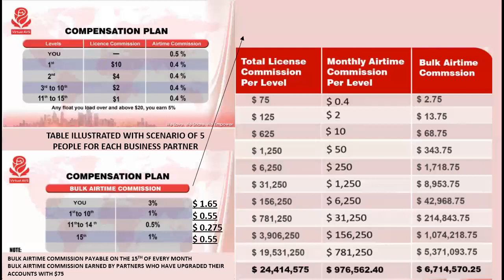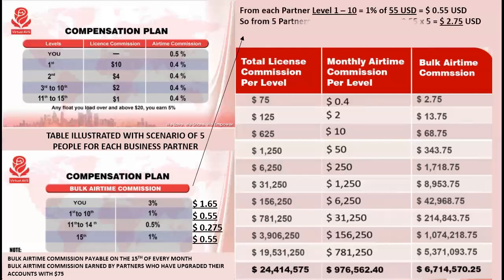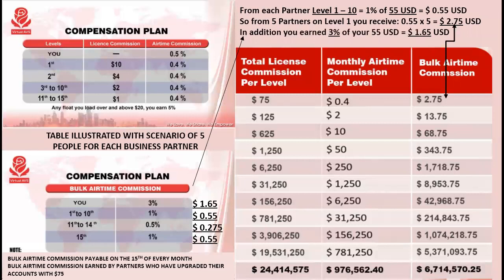And from the bulk airtime commission, this is what happens. You're also getting that percentage duplication process happening in the system, 3% all the way to the 15th level, where you're getting 1%. So the 2.75 that you saw in the end is what you're getting for the bulk airtime commission that's coming from every business partner, including yourself.